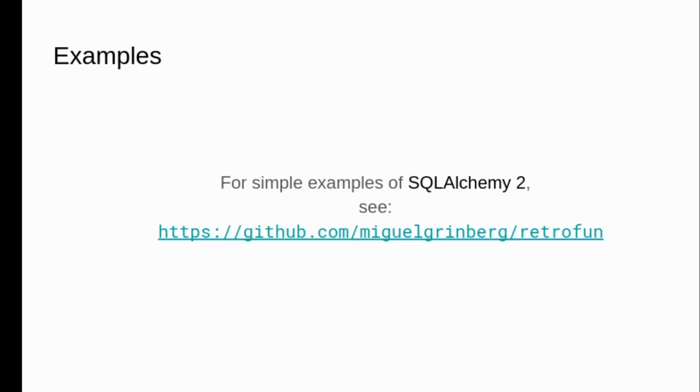So if you want to see examples, on my GitHub, there's this repository called RetroFun. This is the code from my book, and you can find examples going from the simple to the not so simple that you can look at, including an example application, a complete application with Flask, and the same application with FastAPI, coded with the two frameworks.